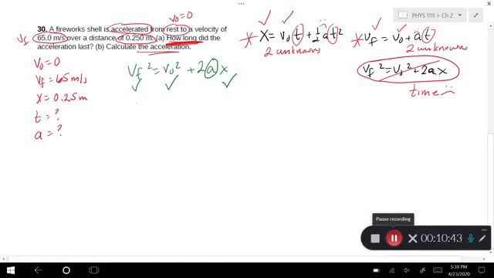So let's go back and look at this equation. V final squared equals V initial squared plus 2AX. I would prefer not to have to isolate and substitute. I would prefer to plug and chug. So I know my V final, I know my V initial, I know my X, and I only have one unknown here, my acceleration.